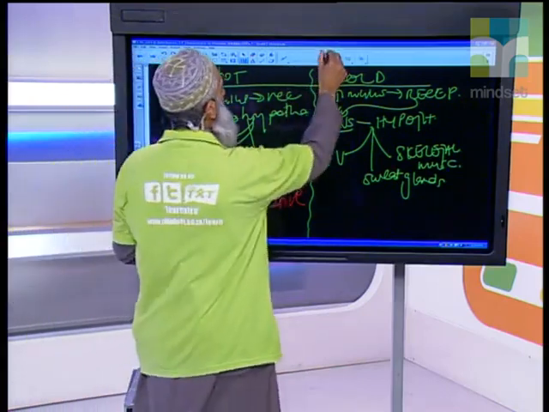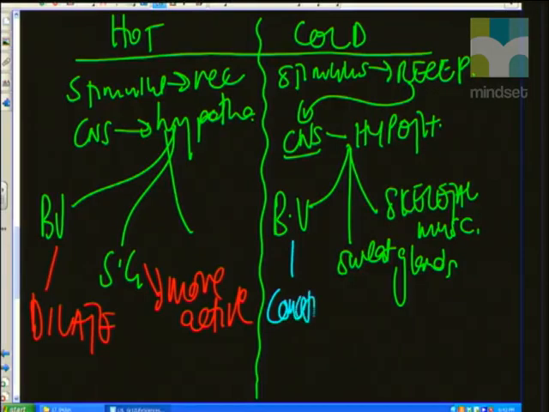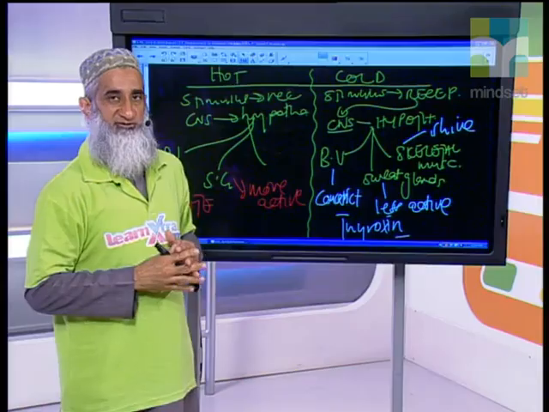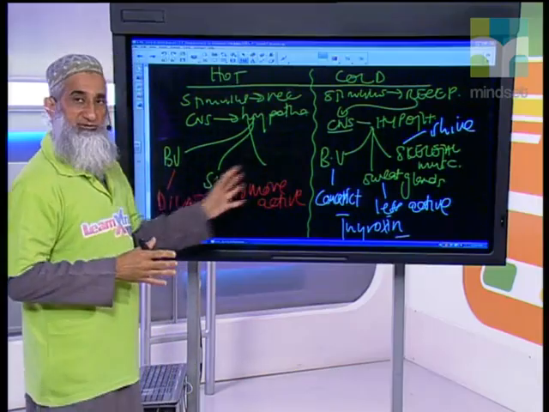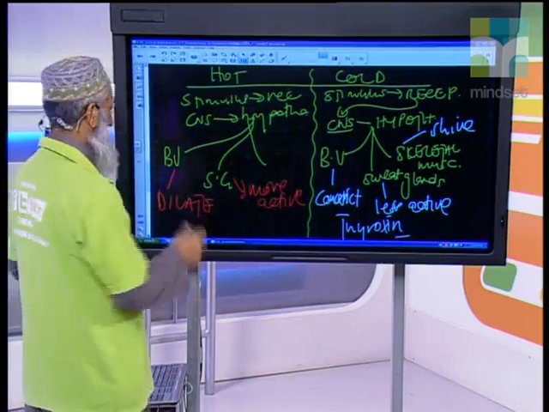Whereas on a cold day, the blood vessels constrict. The sweat glands are less active, and the skeletal muscles shiver. We can also add here the action of thyroxine, to increase the metabolic rate to raise the temperature back to normal. So that's an easy way just to remember the two. Remember, the one is the opposite of the other one.